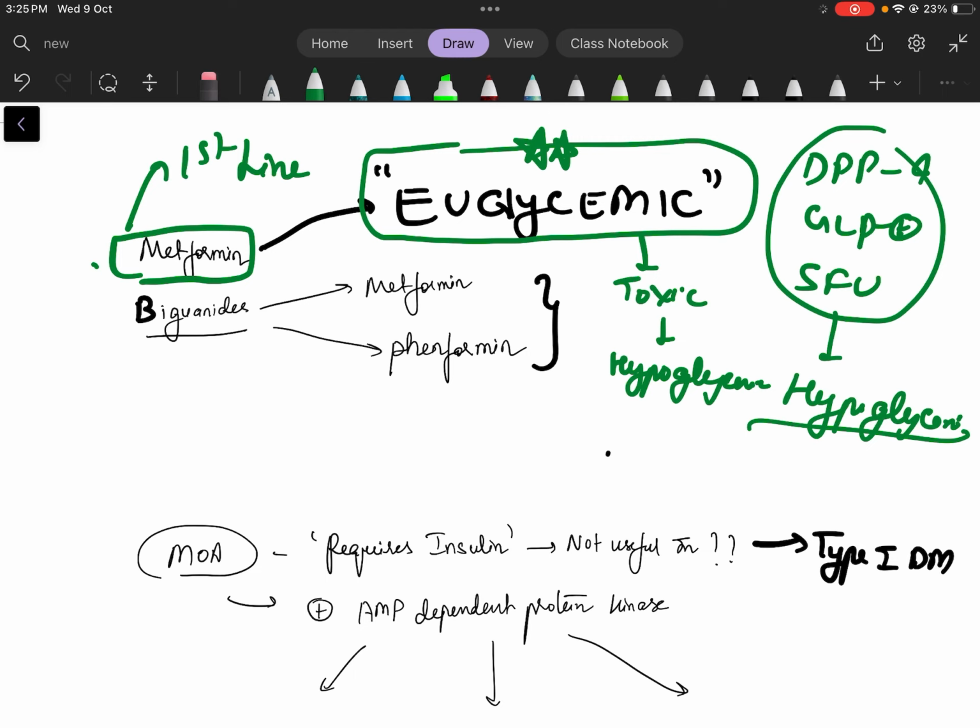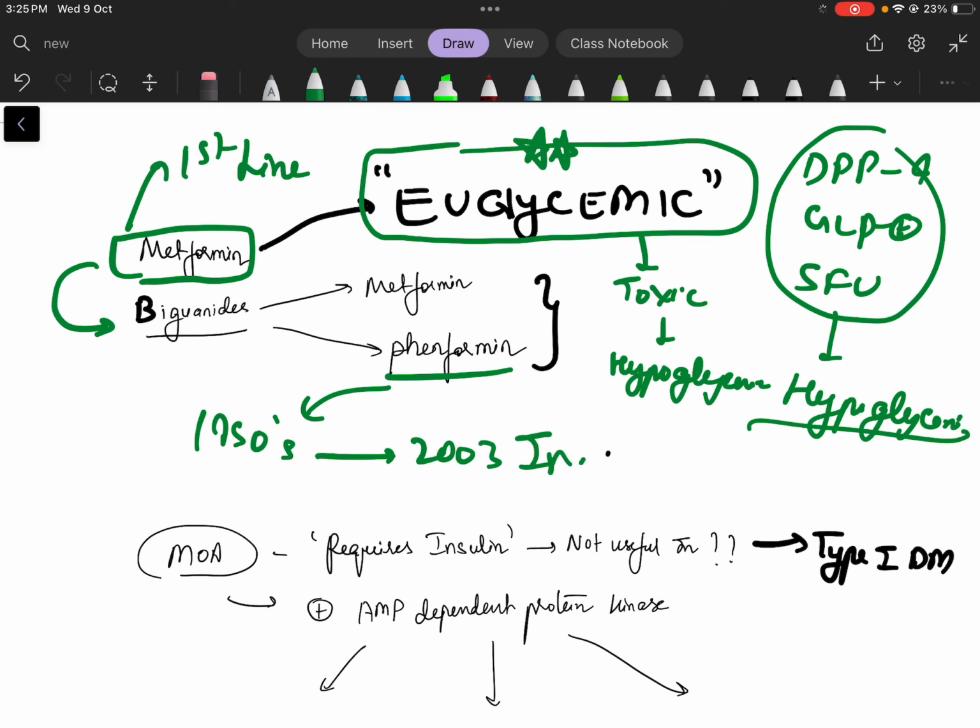Metformin belongs to a class of drugs called biguanides. Another drug in this class is phenformin. Both of these drugs were discovered in the 1950s and have been used since then. But since there is a serious side effect of lactic acidosis with the use of phenformin, it has been banned in India in 2003. So clinically, the only drug which is used now is metformin.